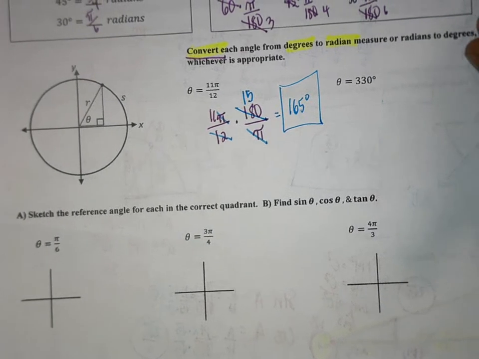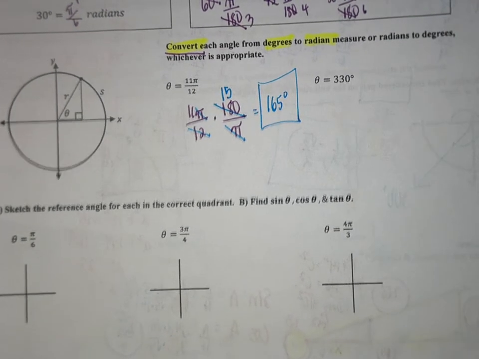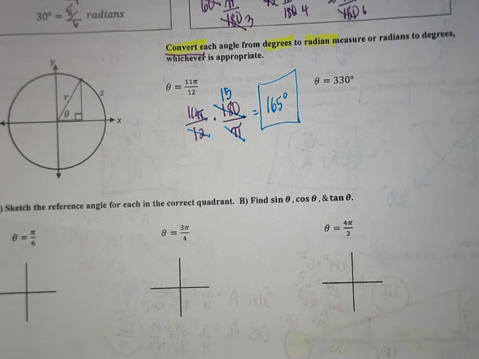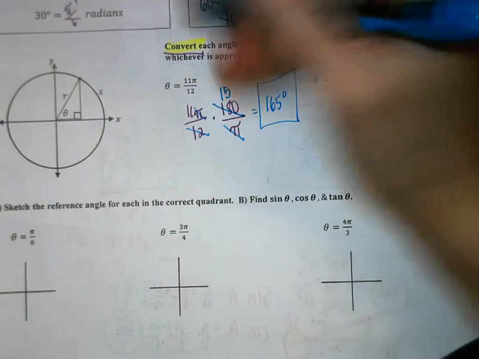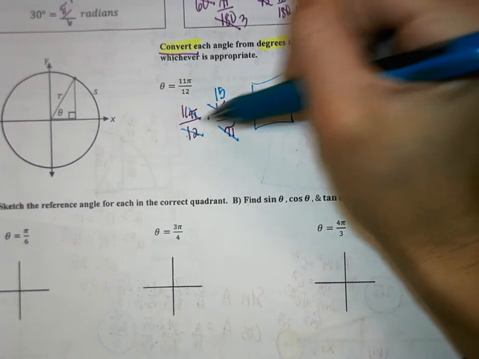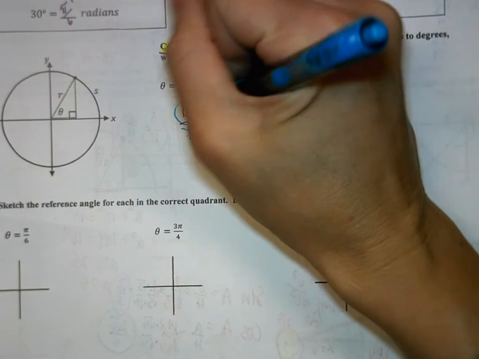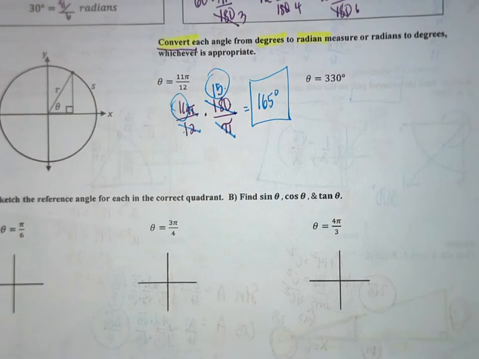Okay, so on this one, can you change that for me or convert it? I'm going to give you guys a minute. So we're changing 330 degrees to radians. How do you get 165 again? So we started with 11 pi over 12. We reduced the pi's. 12 went into 180 15 times, and all I did was multiply 11 times 15.